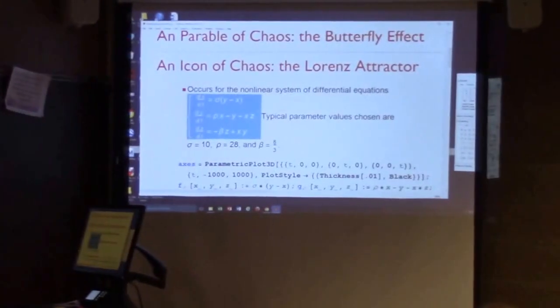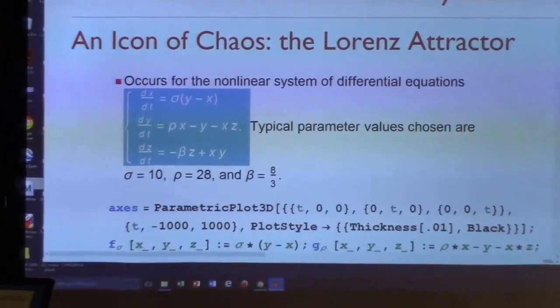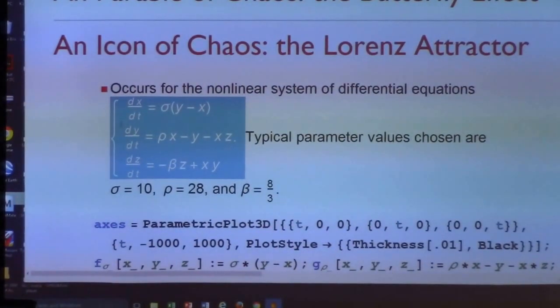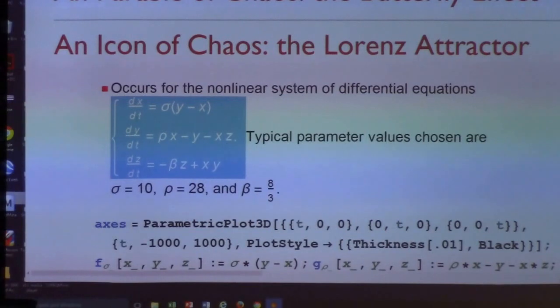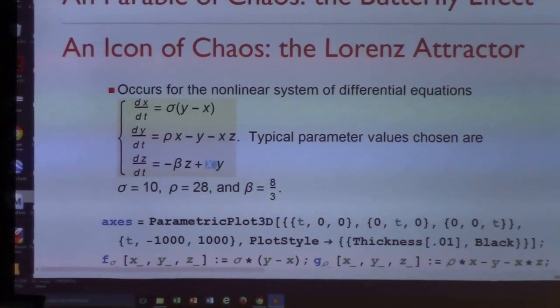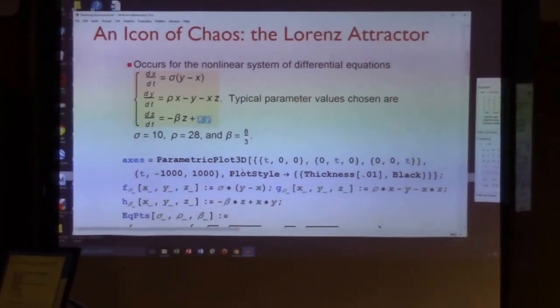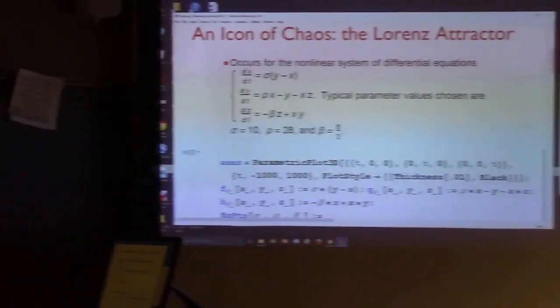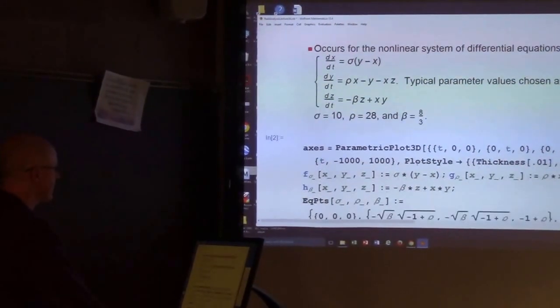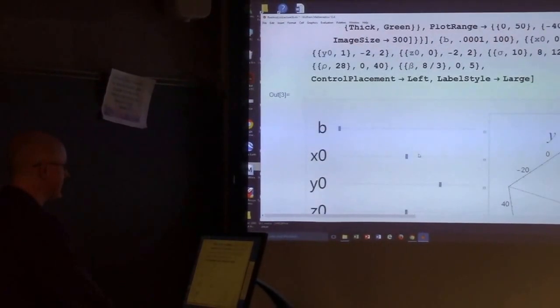three ordinary differential equations in three unknowns. X, Y, and Z were all functions of time. It's actually a fairly simple looking system. There's only a couple of nonlinearities, and they seem like they'd be relatively tame nonlinearities. The x times z term there, and the x times y term there. But even with those only slight nonlinearities, for certain values of the parameters sigma, rho, and beta, very interesting things can happen.